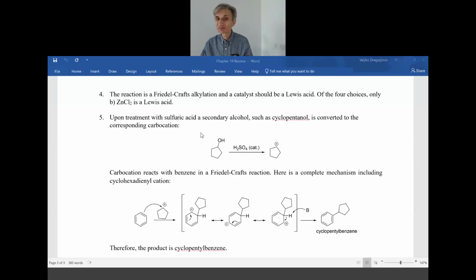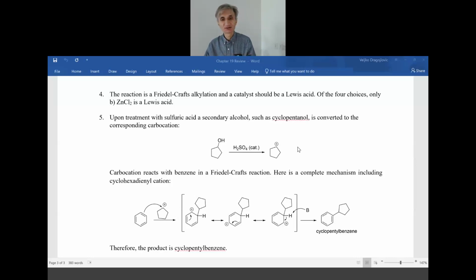So sulfuric acid dehydrates; basically it protonates the hydroxyl group, and then a molecule of water is lost. So it effectively dehydrates the resulting oxonium ion to give the corresponding cation. You should remember that from chapter 15. So actually, in this case, the reagent is cyclopentyl cation.